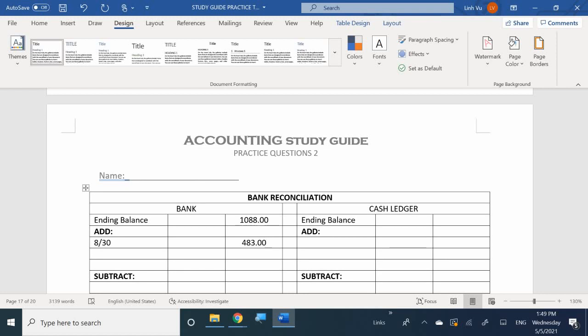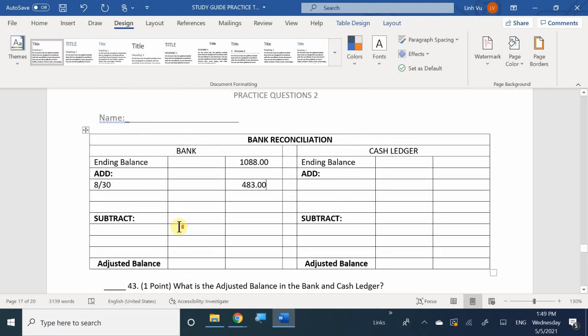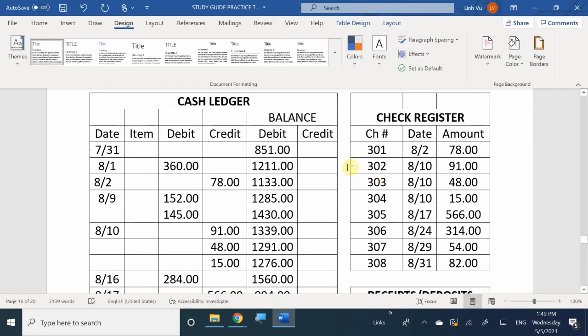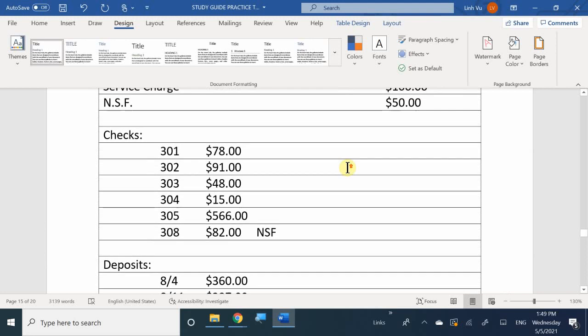So then now that we found that one deposit, what am I going to be subtracting out from my bank account? The checks that didn't clear. So let's look at our check register. How many checks did we write? We wrote a total of 8. So let's take a look at our bank. Which ones actually cleared? Only 6 out of 8. So which one did not clear?